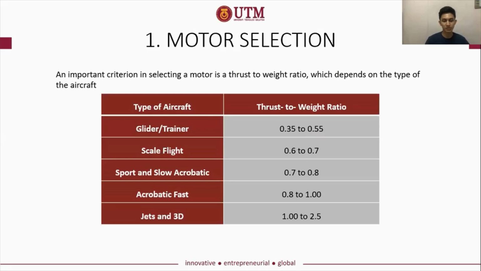So the first thing is the motor selection. Motor selection is very important because it will generate the thrust for an aircraft. So there are types of aircraft on the left of the table, and the thrust to weight ratio on the right of the table. For the type of aircraft, we have glider or trainer, scale flight, sport and slow acrobatic, fast, and jets. For our project, we choose the scale flight because we scale down the actual aircraft into the RC plane.